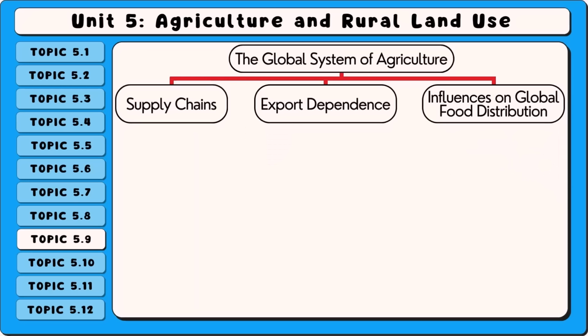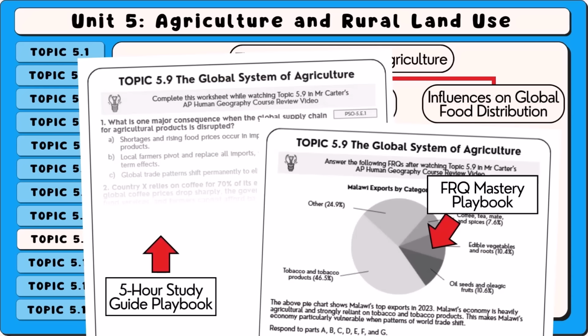To sum up, we've looked at three big ideas: how agriculture fits into a global supply chain, what happens when countries depend on export crops, and how food is distributed around the world. Each of these parts shows how agriculture today is truly a global system. Okay, that brings us to the end of topic 5.9. If you're following along with the study guide, check your answers for this section using the answer key before moving on. And when you're ready, we'll move on to topic 5.10.